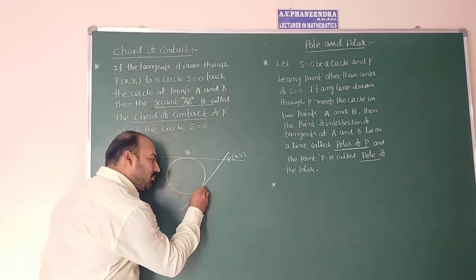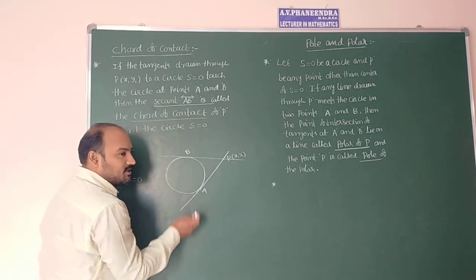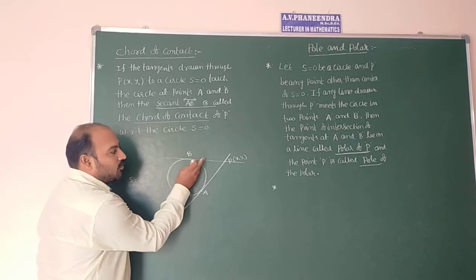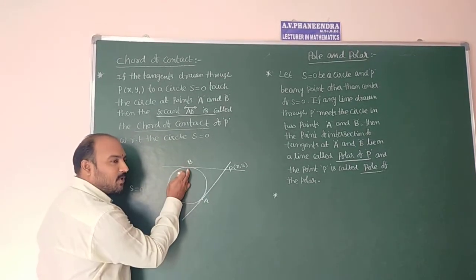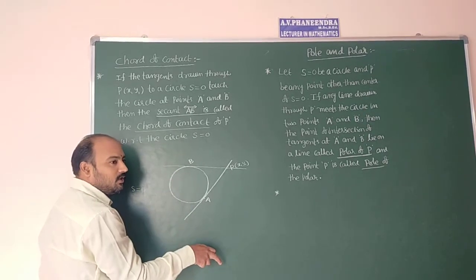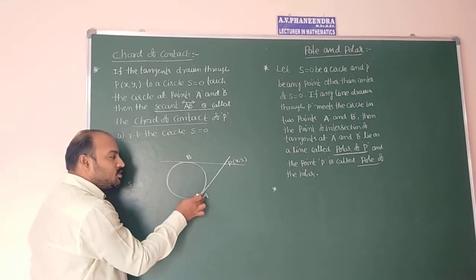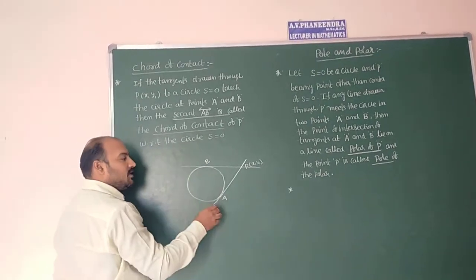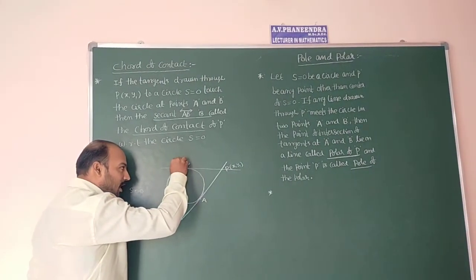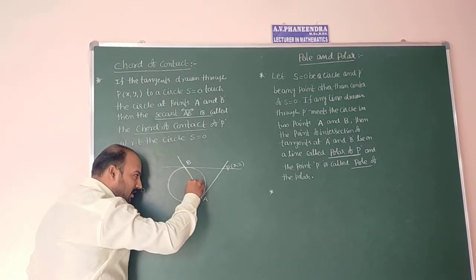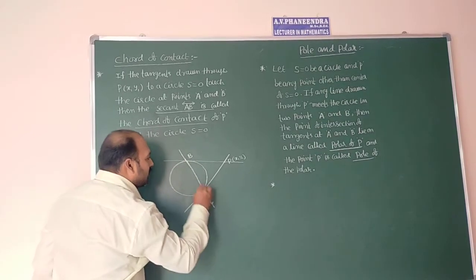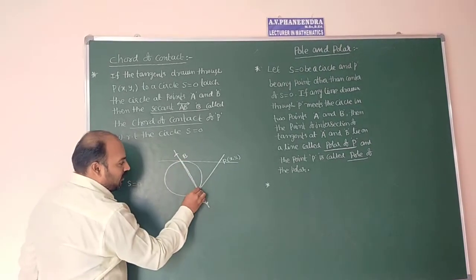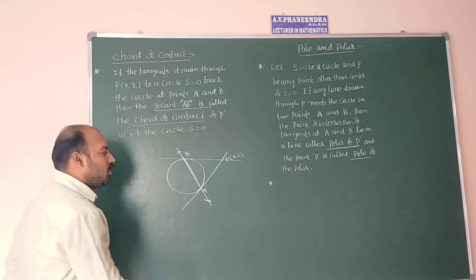So, the line joining the points of contact of these two tangents. For this tangent with respect to this circle, A is the point of contact. For this tangent with respect to this circle, B is the point of contact. The line joining the points of contact of these two tangents to the circle is called the chord of contact. Another name for this line is chord of contact.